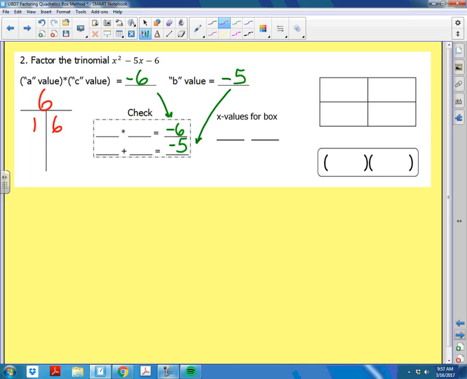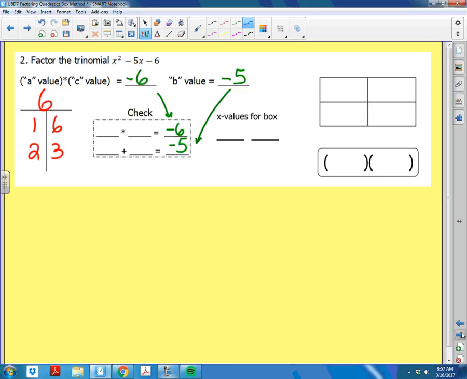Now, what are the factors of 6? 1 and 6 and 2 and 3. Fantastic. Now, which pair, when added together, could get us negative 5, but when multiplied gets us negative 6? Madison? 1 and negative 6.